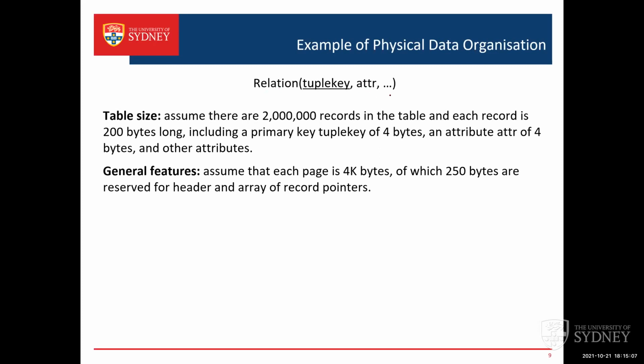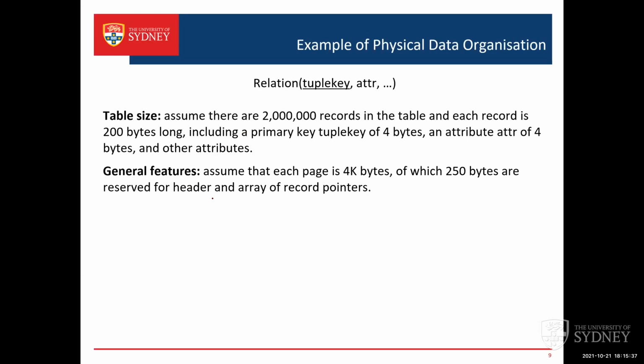So familiarize yourself with this structure. Relation is the name of our table, tuple key means the primary key, and attribute is any attribute which can be non-unique. Let's say we have 2 million records in this table, and each record, that simply means each row, is 200 bytes long, including the primary key. The primary key, tuple key, takes up 4 bytes, and the attribute takes 4 bytes as well.